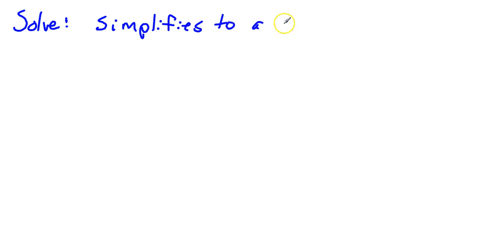Alright, second part of 10.7 here. We're going to solve radical equations that simplify, but in this case, it's going to simplify to a quadratic. And for this part of it, this is a basic problem.